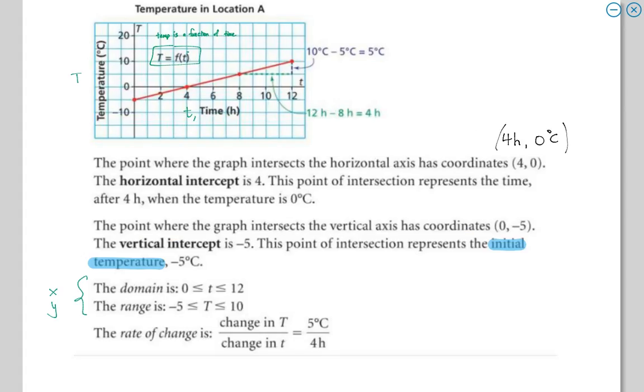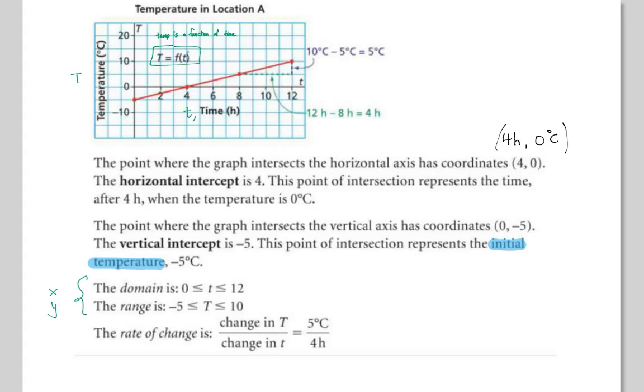So to answer the domain and range, I'll use my pointer. Look at the domain for the time. Why is it from 0 to 12? Well, that's how long this experiment was running for. It starts at 0 and ends at 12. So t, the time, is squished in the middle between 0 and 12. Look at the way the arrows are pointed. Which way do the arrows point? To the left.